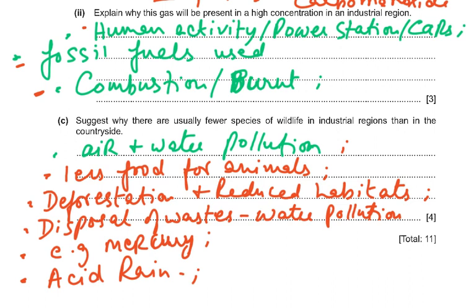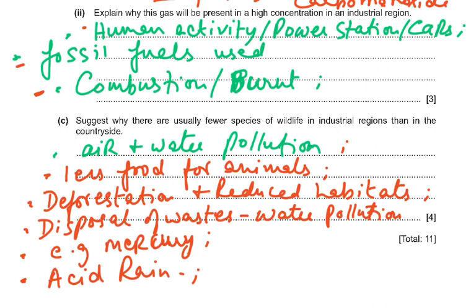It's air and water pollution. Why would fish decrease? Less food for animals. Deforestation. Why do we need deforestation? Because we're going to build industry. So we're going to cut down the forest and then construct industry there. So we're going to have maybe an auto manufacturing plant, maybe something else.